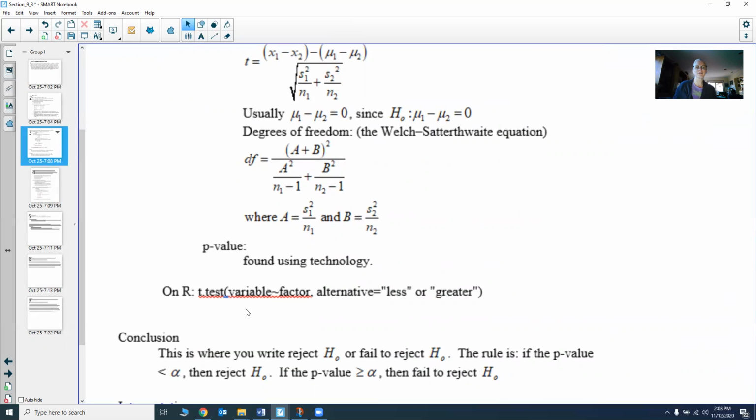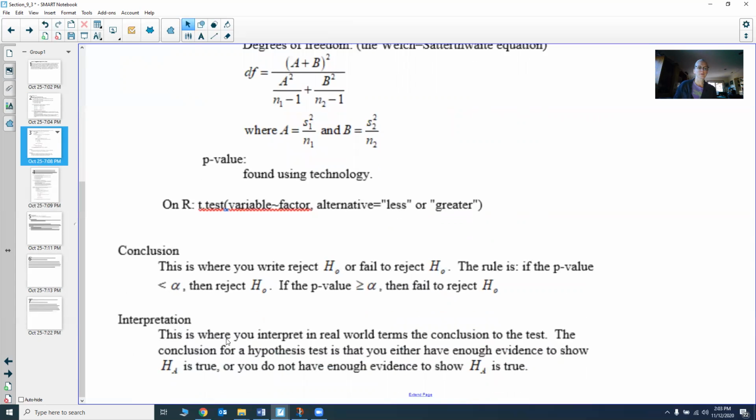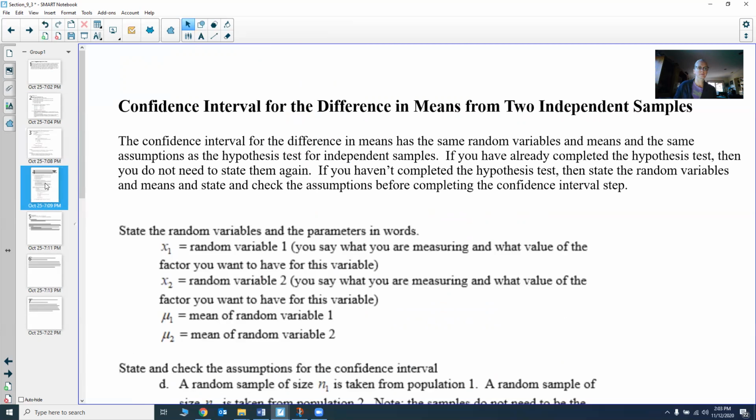This is a little different. You're gonna have your variable separated based on that factor, whatever that factor was you're working with. And then again, you do alternative equals less or greater, depending on if it's what your HA is. Your conclusion and then your interpretation, just as before. Your confidence interval, same thing.